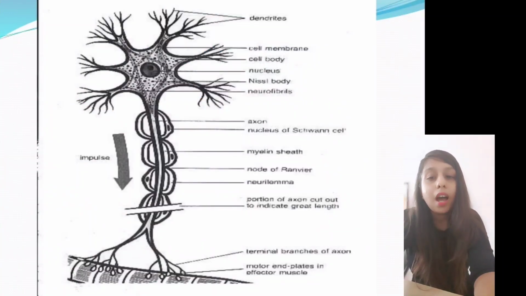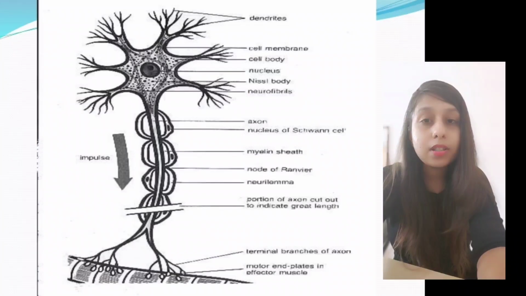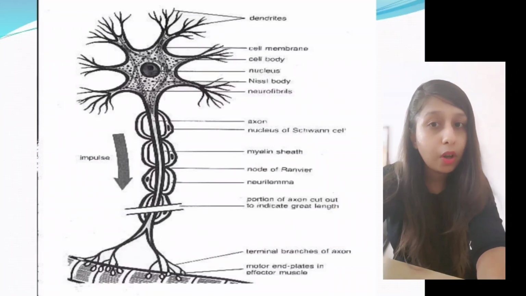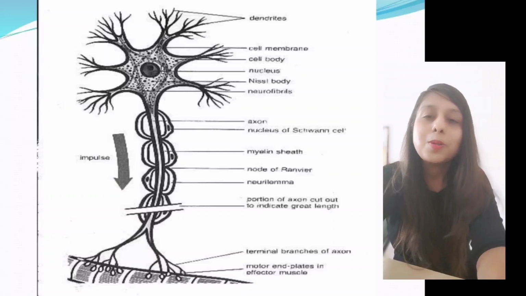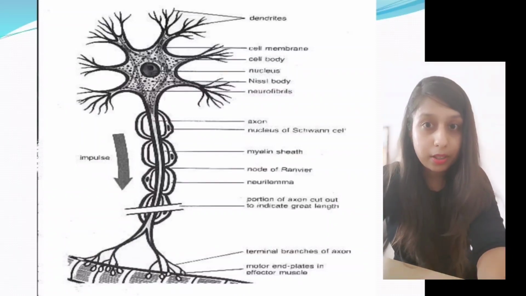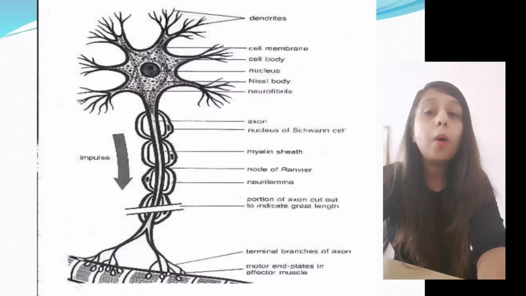So hence we have almost completed the nervous tissue. I hope you understood, and right now you can see the structure of a neuron as well. It looks complicated but it is not. So I hope that you understood this chapter very well, and I hope that you are definitely going to study it.